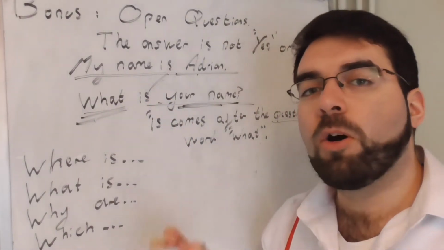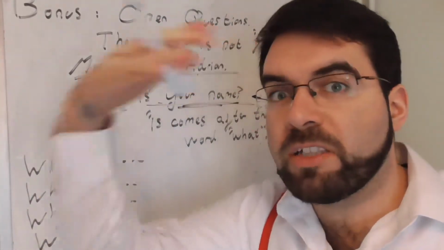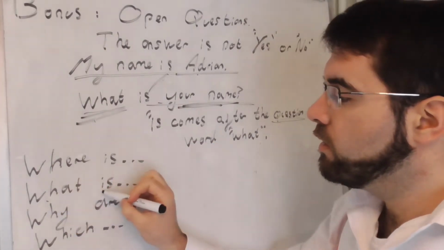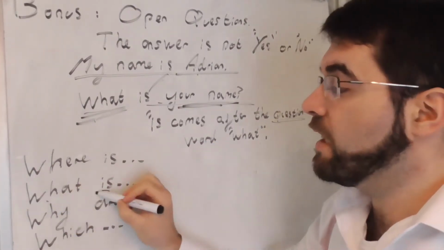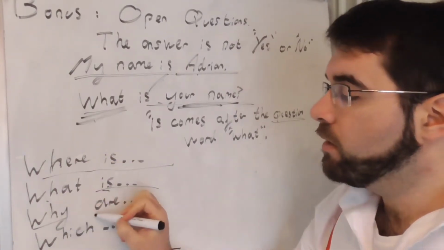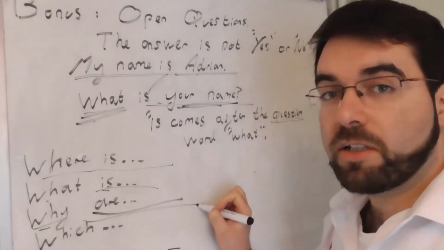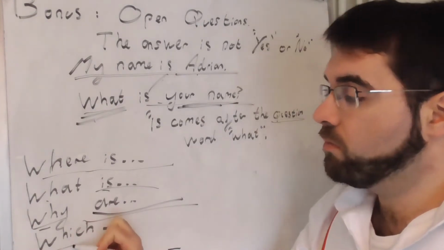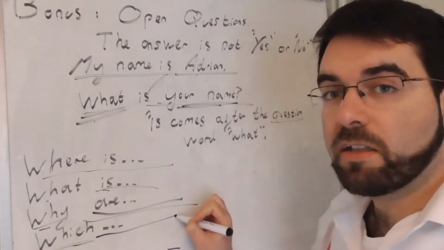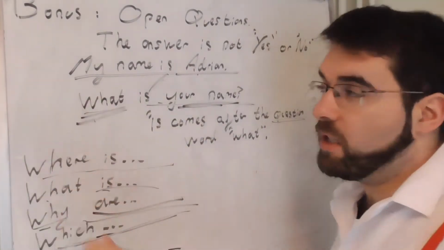We could say, where is your name from? Where is it from? We could say, what is your name? What is your last name? Where is your name from? Why are you here? Why are you teaching English? Which road to take? Which path should I drive on? Which path should I take?